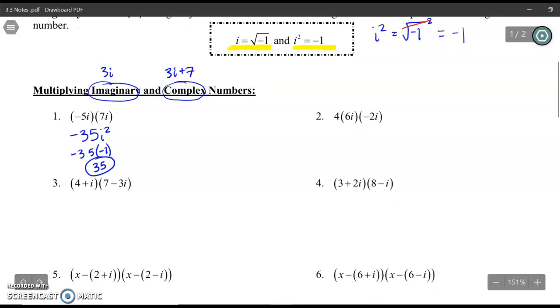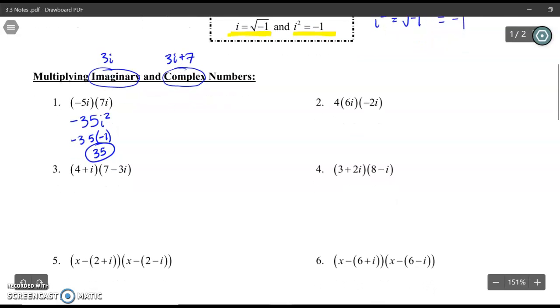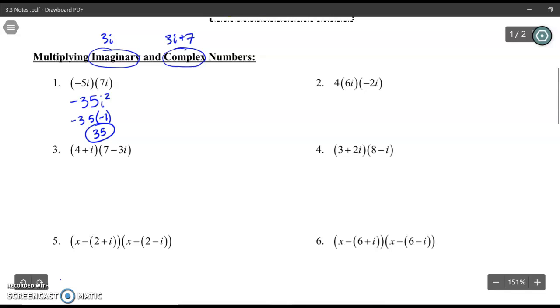Okay. I'm going to let you do 2 and 3 by yourselves, and I'm going to jump down and do number 4 with you guys. So with number 4, we've got a little bit more of a complicated situation because I have some complex numbers here, right? I'm adding and subtracting. So I have to distribute here.